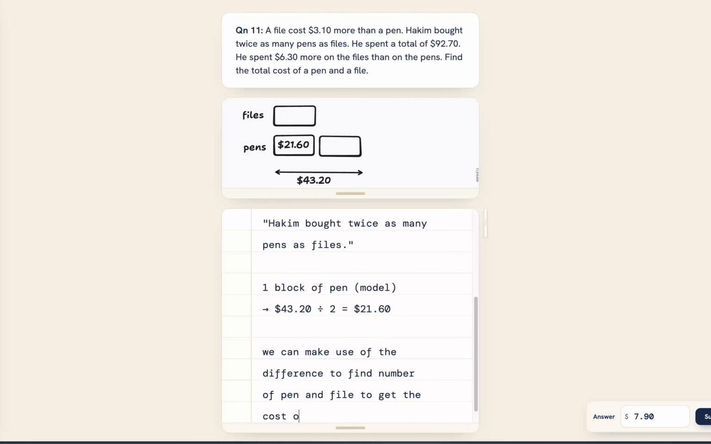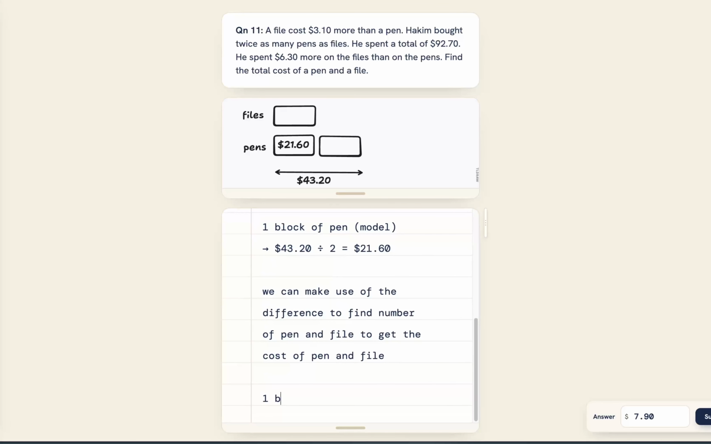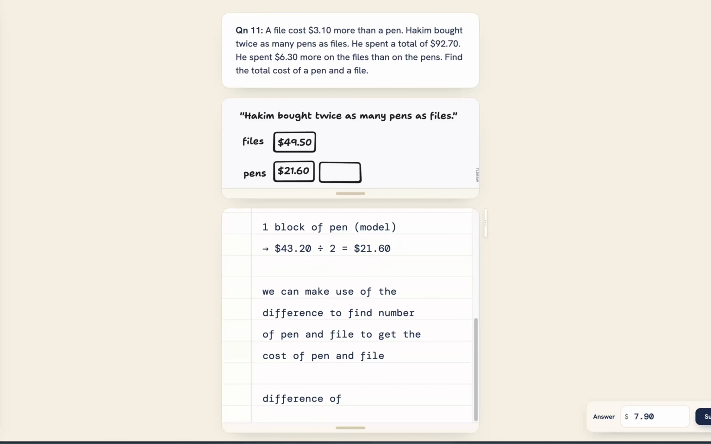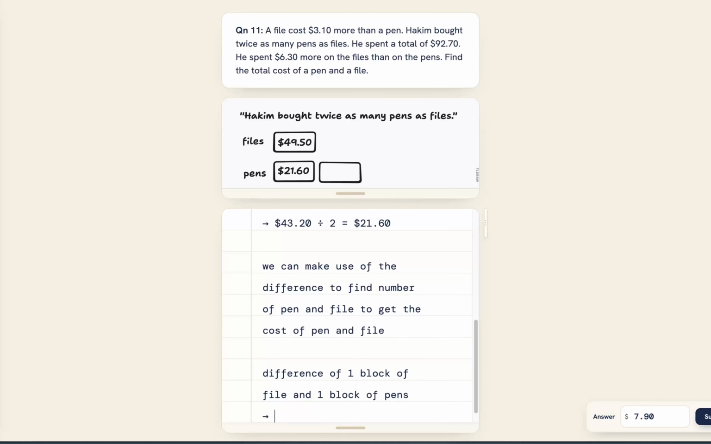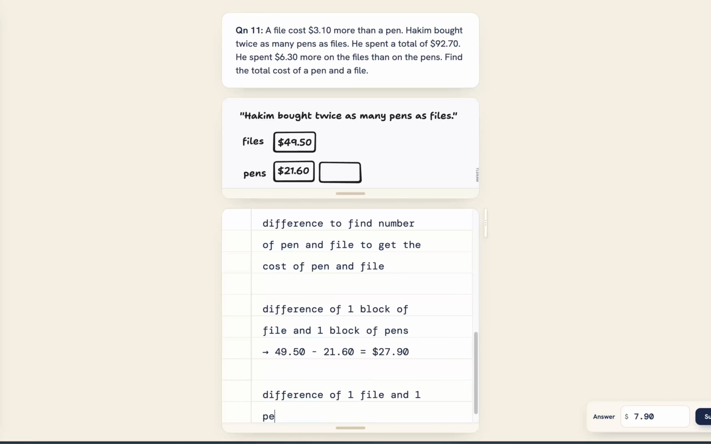So now the thing is that we can make use of the difference, find the number of pen and file pairs, and get the cost of pen and file. So from here, the difference between one block of file and one block of pen will then be 49.50 minus 21.60, and this will give us 27.90.